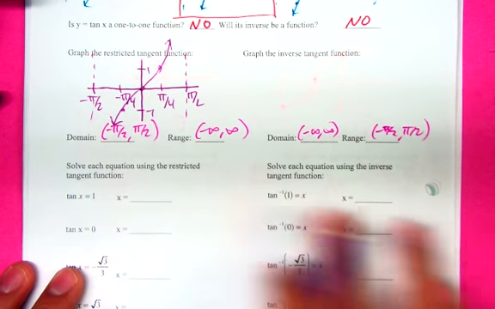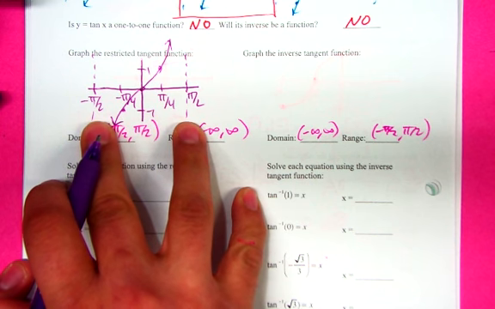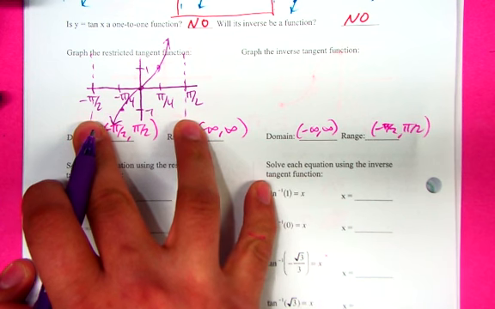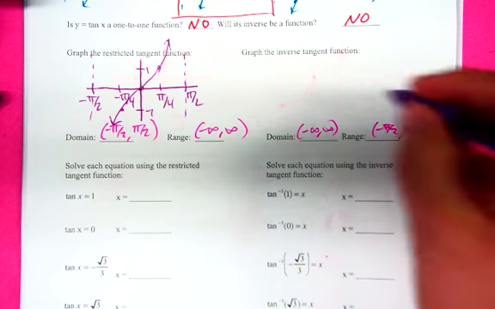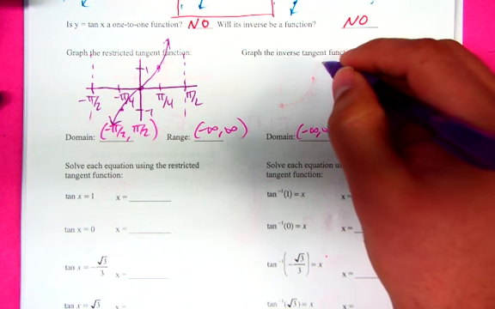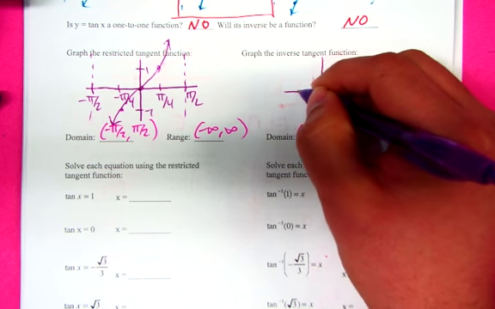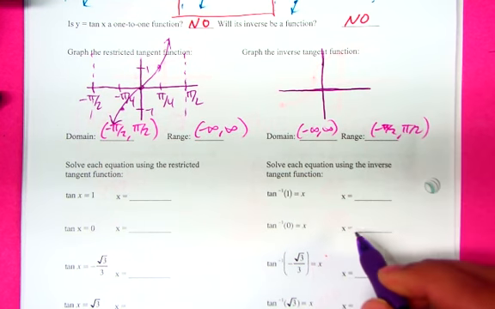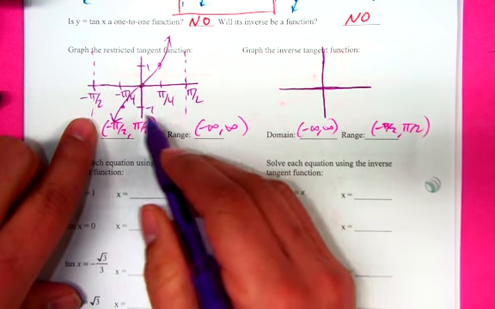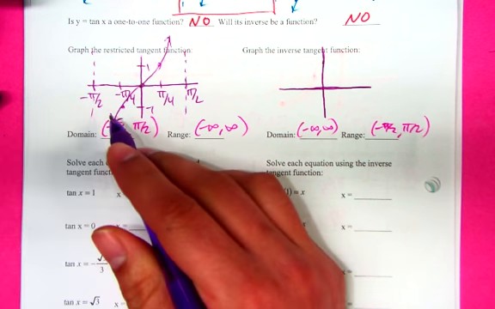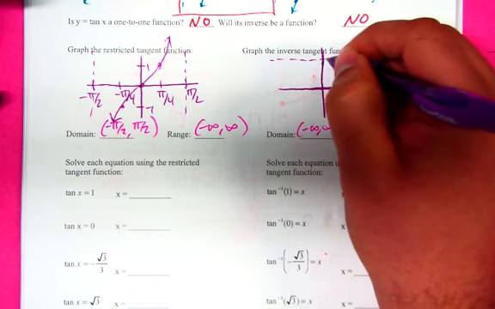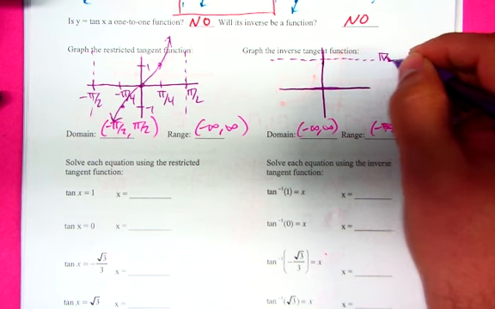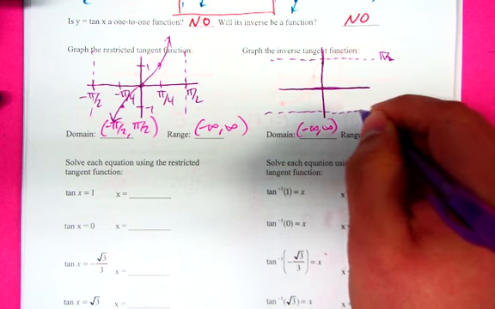Okay, so this is the tangent graph. There's more, but this is the restricted part of the tangent graph. And now to graph the inverse tangent, we switch all our important details. Probably the easiest thing to do is to start with these vertical asymptotes. Instead of having vertical asymptotes, now they become horizontal asymptotes, at pi over 2 and negative pi over 2.